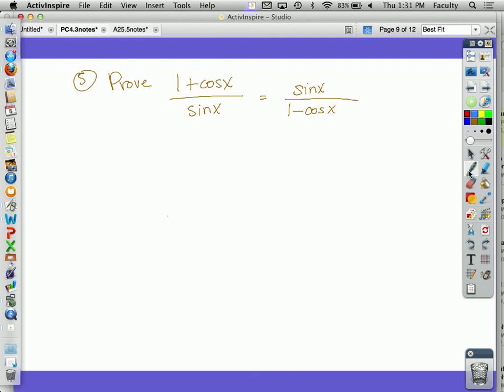So unfortunately, I can't rewrite anything. There's no identity. Anybody have an idea? Tyler, what do you think? You can split it apart into 1 over sine x plus cosine x over sine x. And that's cosecant x plus cotangent x. Okay, I don't know what that does though. That's what I did too. I was like, huh?